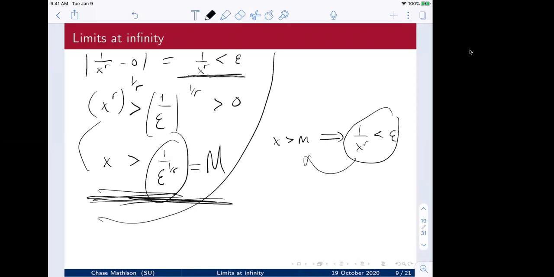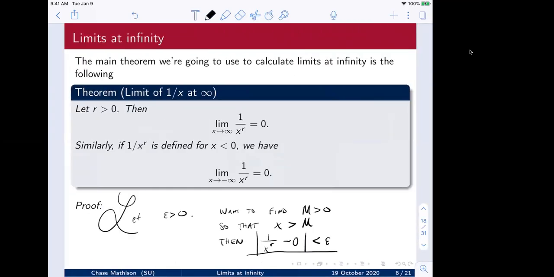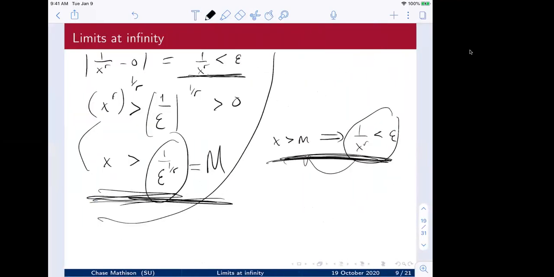Questions on that? We're done. Does everyone see we're done? We found the number m that guarantees this. And in the case that x is less than 0 and 1 over x to the r is defined, the proof is exactly the same, except there's a few negatives floating around.